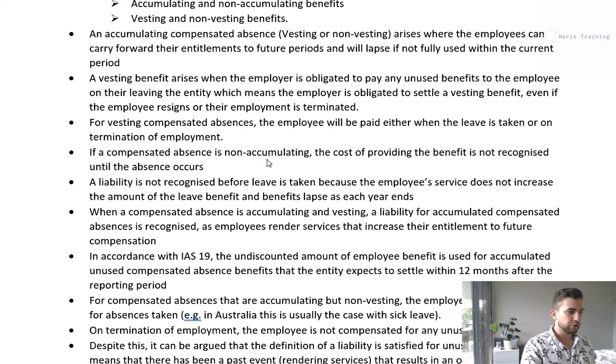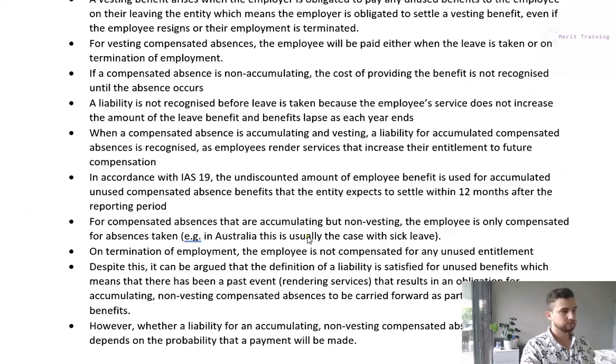So let's first talk about non-accumulating and accumulating, and what the implication is for provisions. If it's non-accumulating, the cost of providing the benefit is not recognized until the absence occurs. If it is accumulating, then it is. When a compensated absence is accumulating and vesting, for example annual leave, for example long service leave, a liability for accumulated compensated absences is recognized as employees render services that increase their entitlement to future compensation.